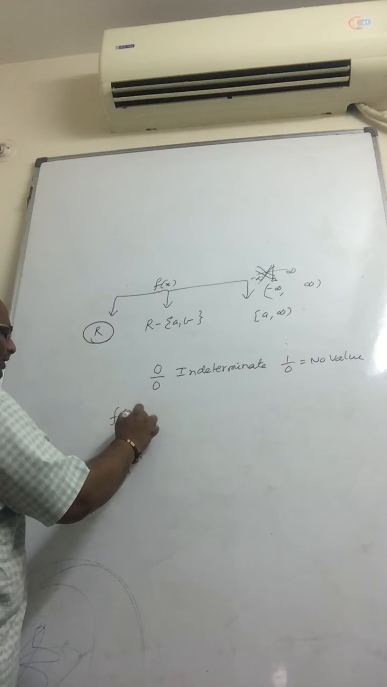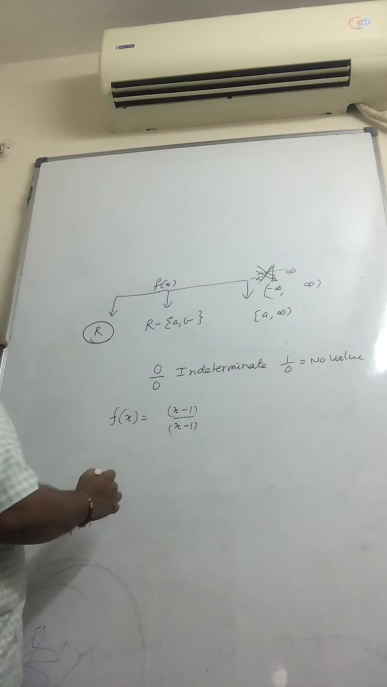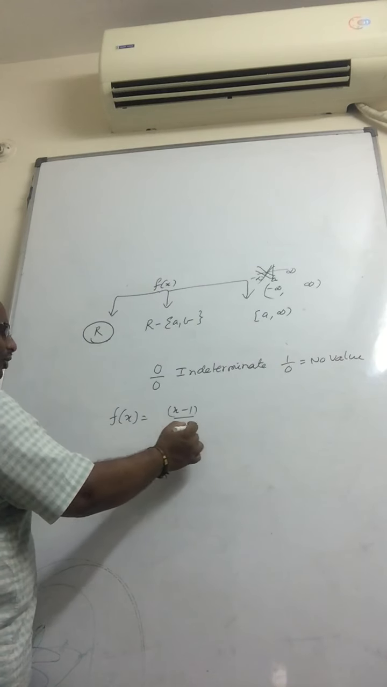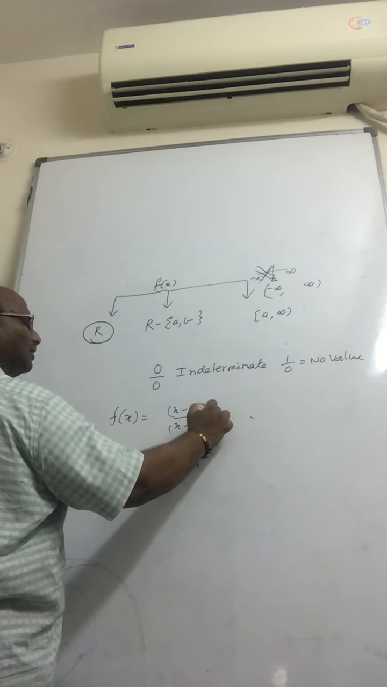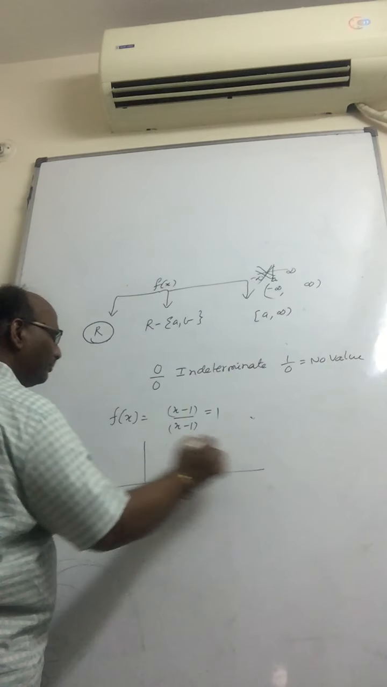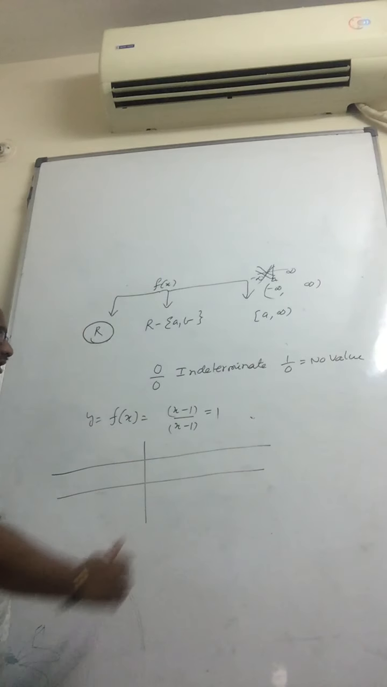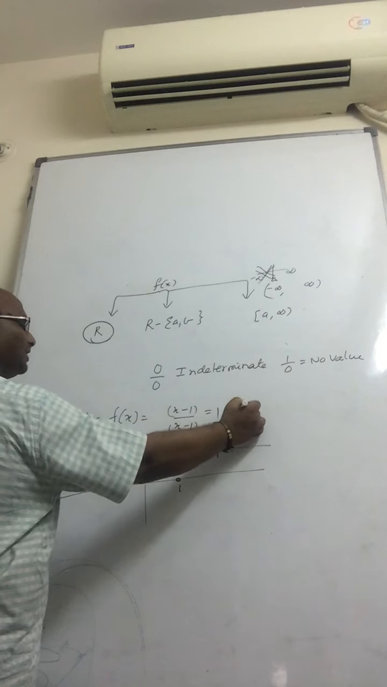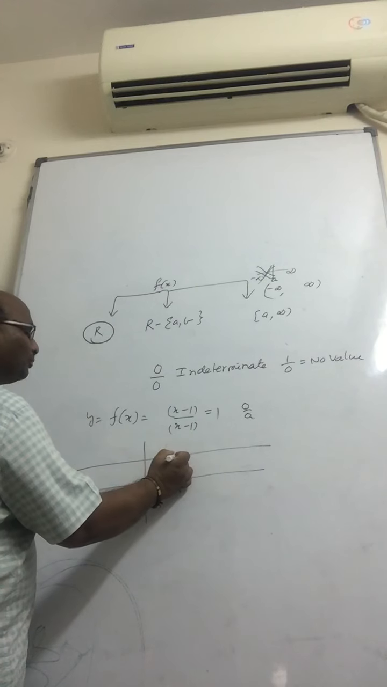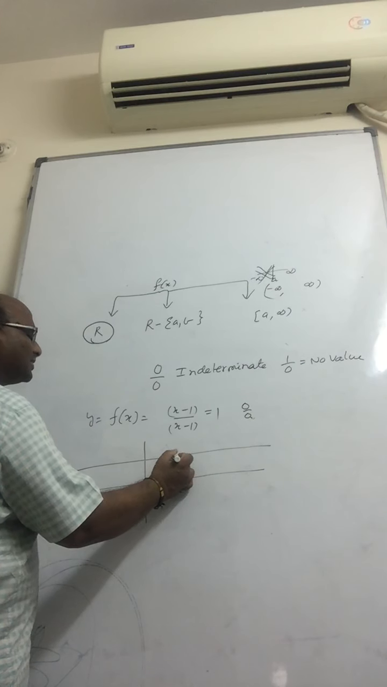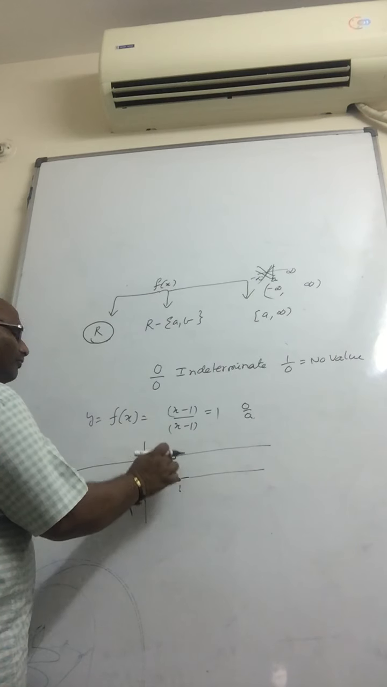So here, suppose x minus 1 by x minus 1 is there. If x minus 1 is not 0, the two get cancelled out and we get 1. So f of x is 1 means y equal to 1, which is parallel to the x axis. But at x equal to 1 we get 0 by 0. Do we know the value of 0 by 0? I don't know. We should fill this gap with an open circle. So that means at 1 we have a hole.